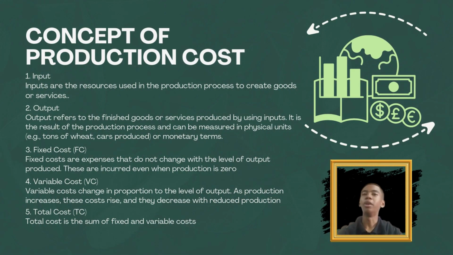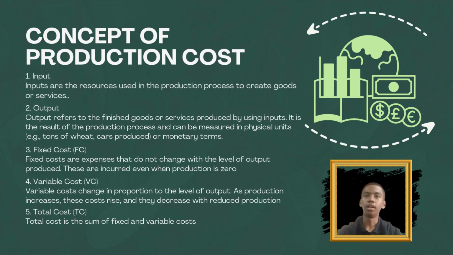Now, I will explain the concept of production cost. First, we have input. Inputs are the resources used in the production process to create goods or services. Next, we have output. Output refers to the finished good or service produced by using inputs. It is the result of the production process and can be measured in physical units such as tons of meat or cars produced, or in monetary terms.